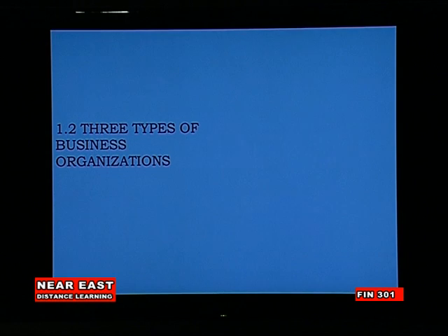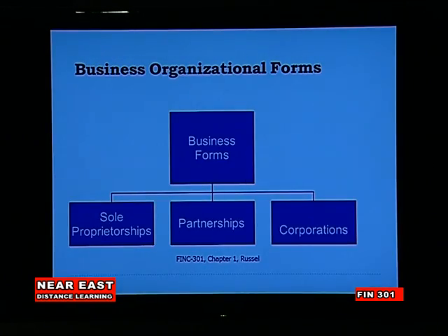Now, in the second section of this chapter: types of business organization. There are three types of business organizations. The first, sole proprietorships. Second, partnerships. Third, corporations. To understand each form, we will define it and talk about the main advantages and disadvantages of each form.